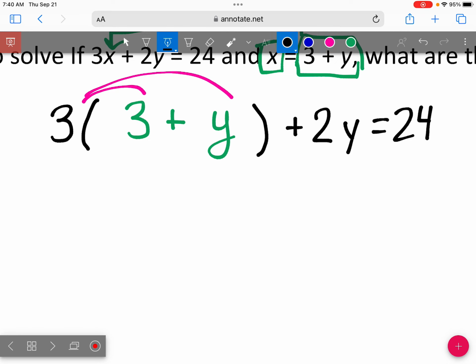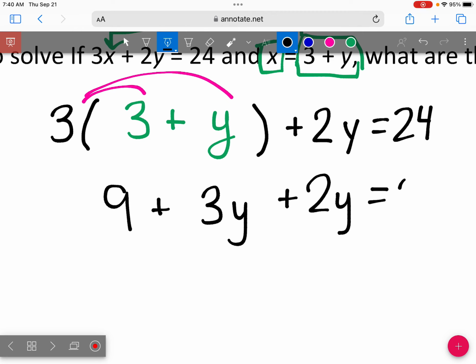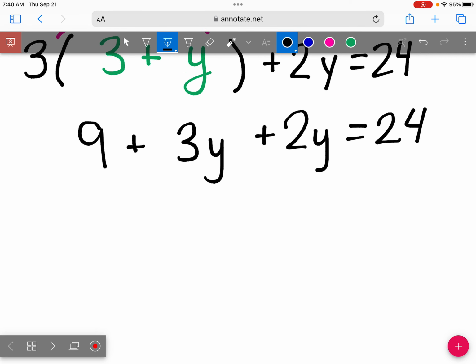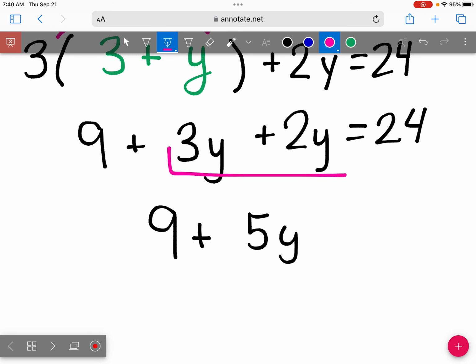Distribute. Giving me 3 times 3, which is 9, plus 3 times y, which is 3y, plus 2y equals 24. Now what? Combine like terms. So we're going to have 9 plus what? 5y. These are on the same side of the equal sign. It is combined like terms smashed together. Do not do opposite sign.